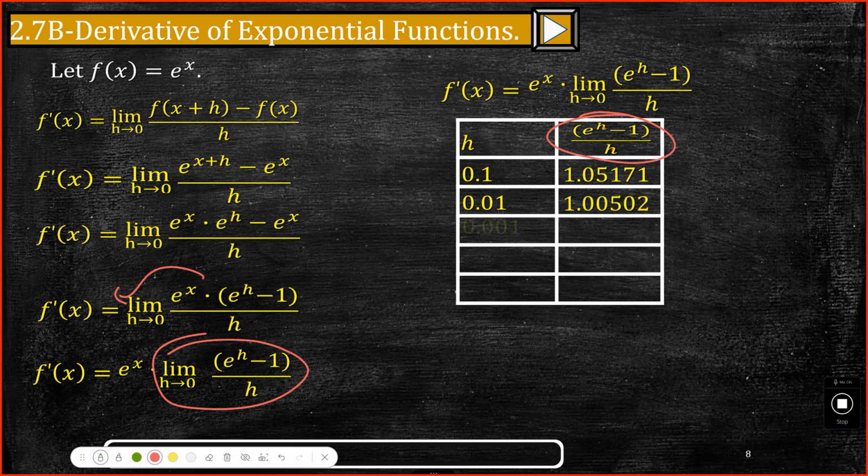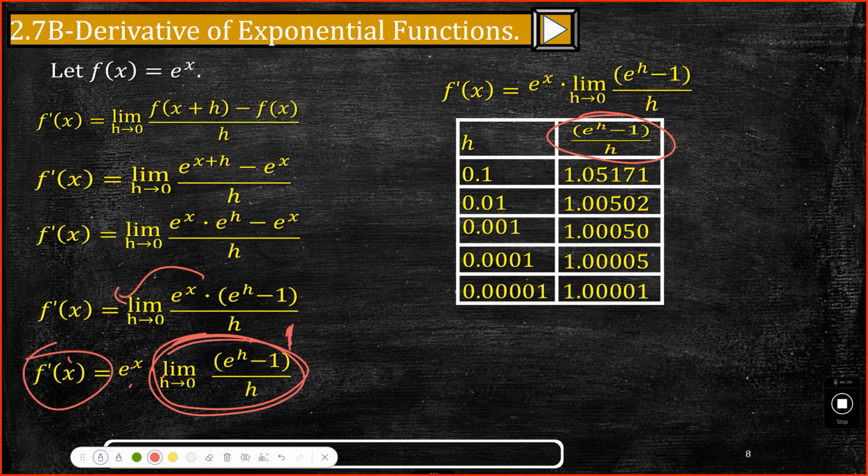If you use 0.001, it's going to give you this number. And the closer h gets to 0, the closer this gets to 1. So 0.0001, it will get to 1. The closer h gets to 0, the more it approaches 1. So we can say that this limit is equal to 1. So if this limit is equal to 1, then we have 1 times e to the x. Then the derivative of e to the x becomes e to the x. And so therefore the derivative of e to the x is e to the x.